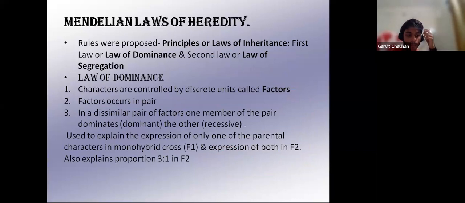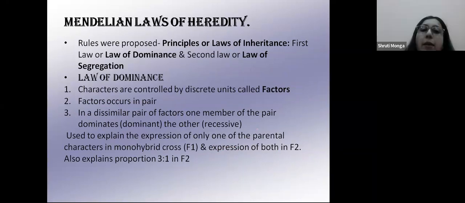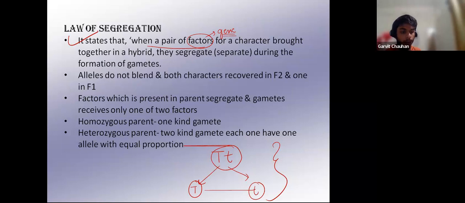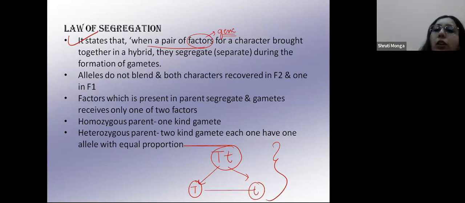Yes, ma'am, written, everybody. Okay, I'm coming to the law of segregation. How many of you have written the law of segregation? No, ma'am, I've not written this. Please write it. Segregation means to separate. So in a hybrid condition, the gametes, the contrasting pairs of characters, are separating during gamete formation. Please write it quickly. And once you are done, please let me know so that I can move to the law of independent assortment slide.